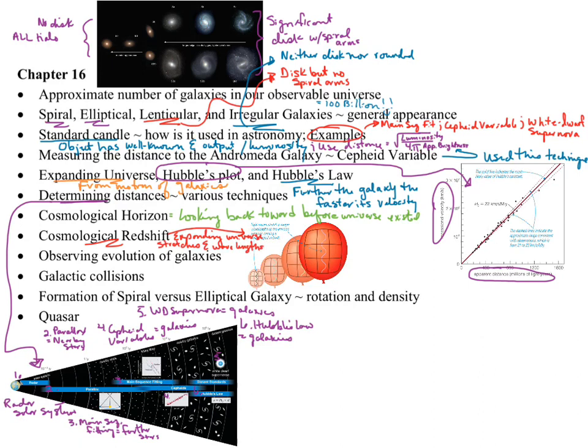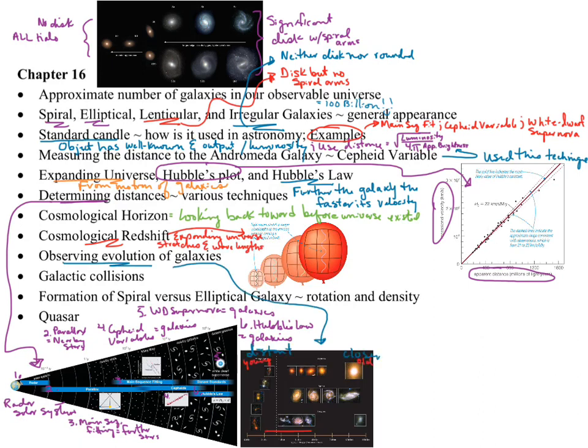Observing evolution of galaxies. Remember, the way this figure worked is over on the left, those were our galaxies shortly after the Big Bang. They're the farthest from us. And then over here on the right are the galaxies that are closest to us, and they are the oldest ones.